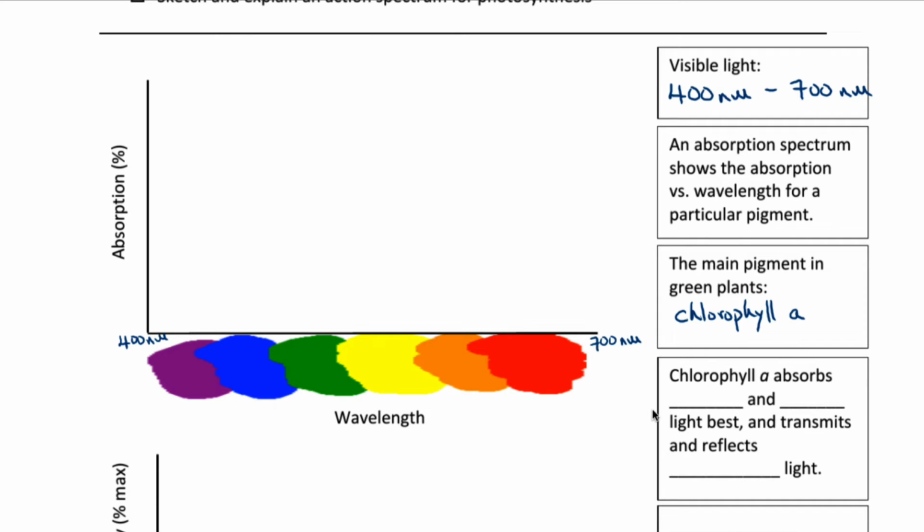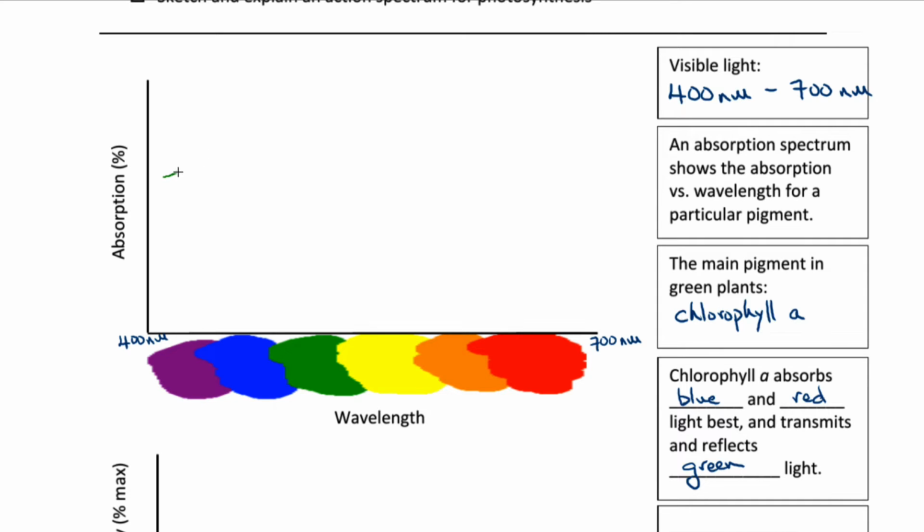And chlorophyll A absorbs the blue and red lights best, so light at either end of the spectrum, but it doesn't absorb green light very well. It transmits and reflects green light. So if I were to draw an absorption spectrum for chlorophyll A, what I'm doing is drawing how well that one pigment, chlorophyll A, absorbs light as a function of wavelength. And that's going to look something like this.